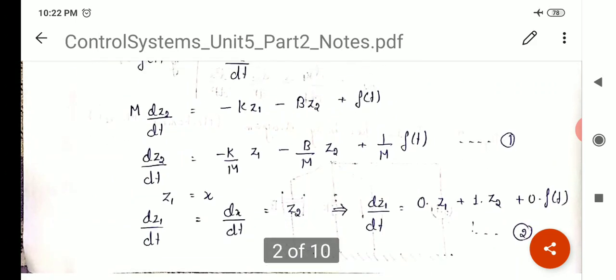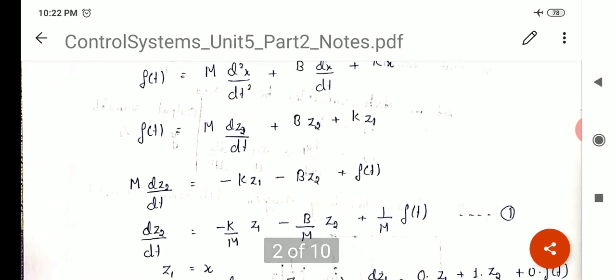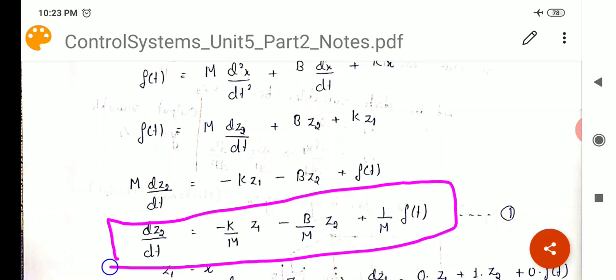Now here, come down. In this equilibrium equation, I have dz2 by dt. Now rewrite the equation. Keep this on one side, and bring the remaining terms to the other side. Simplify this to get an expression for dz2 by dt, which is the equation you got. So this is the equation, and I am marking this as equation number 1, which is for dz2 by dt.